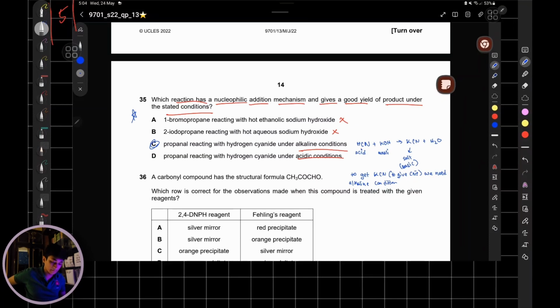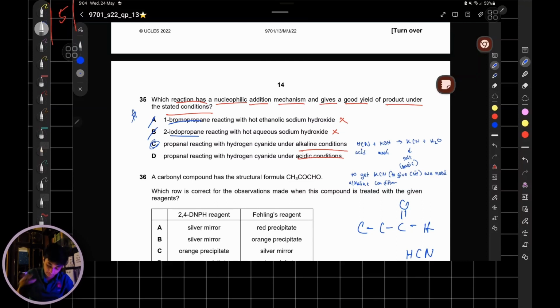What is question 5 saying? Which reaction has a nucleophilic addition mechanism and gives a good yield of product under the stated conditions? Okay. So it needs to be a nucleophilic addition mechanism. So it can't be propane, it can't be iodopropane, because those are not going to have any sort of addition reaction. So A and B are out of the equation. Now you have propanal reacting with hydrogen cyanide, HCN.